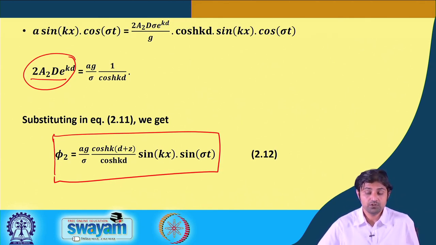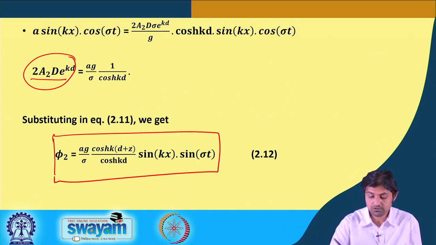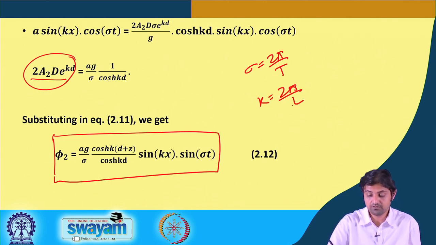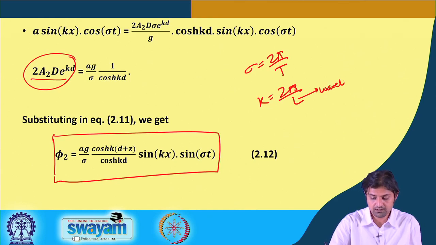So, we have now, first what we did, we solved the Laplace equation, applied the two boundary conditions and obtained the value of the velocity potential phi 2, which is of the form Ag by sigma into cos h k (d plus z) divided by cos h k d, sin k x into sin sigma t. So, sigma is 2 pi by T and k is 2 pi by L. This is the wavelength and this is the time period.